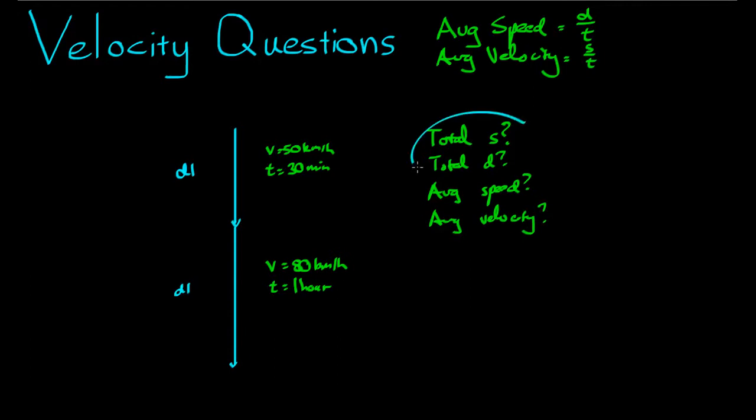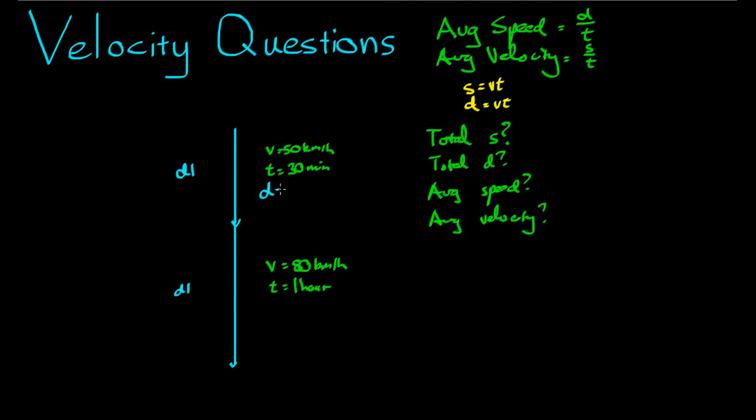To find the total displacement or the total distance, we need to add up the distance travelled in the first leg and the second leg. Since they're in the same direction, we can just add one number to another. The distance travelled in that first leg can be found using the formula S equals velocity times time, or distance equals speed times time. The speed and velocity can be taken as the same thing in this case, because everything is happening on this one line.